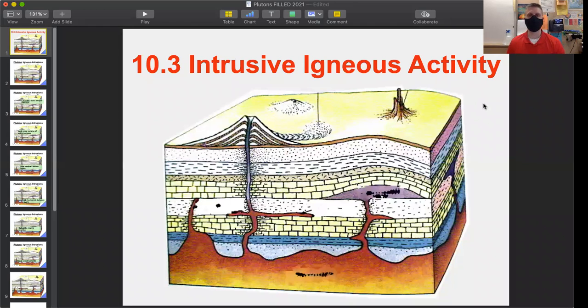Hello, everybody. Today we are going to go over a brief set of notes over Plutons.